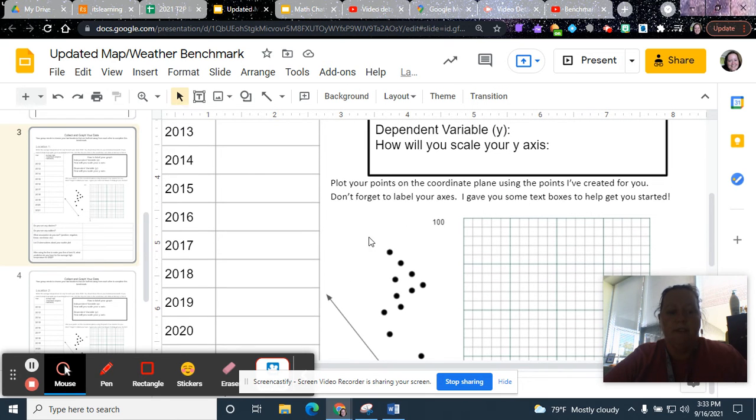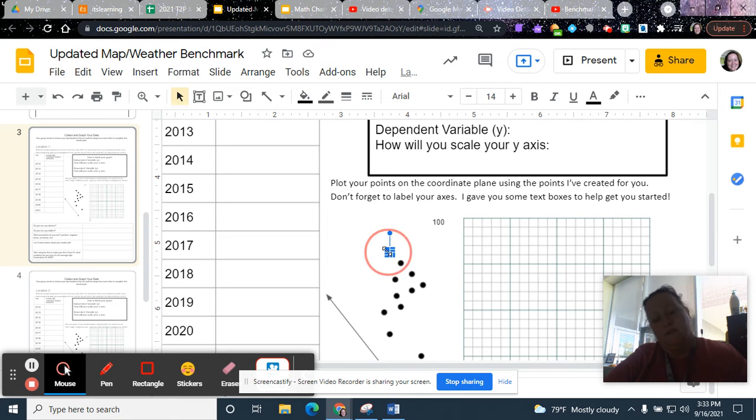Once you have it labeled, then you take your ordered pairs, pick a dot, drag it over. Oh, undo is going to be your friend. Pick your dot, make sure you see the plus sign. There we go. We'll just use this one, plus sign, and then it still didn't work.